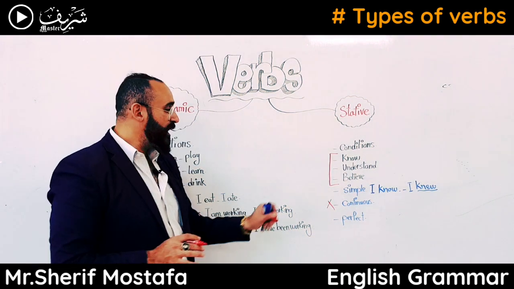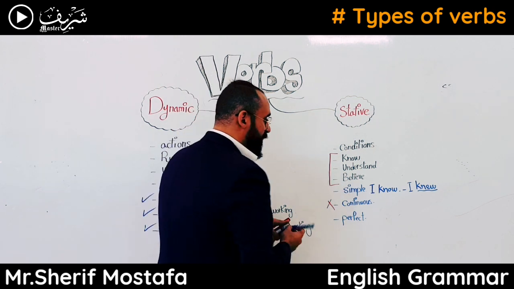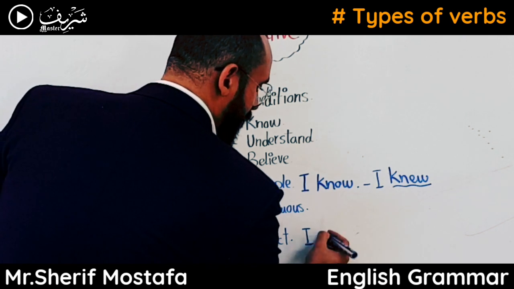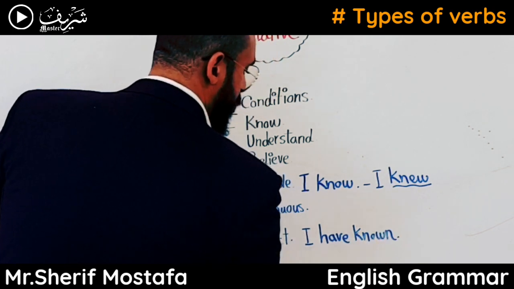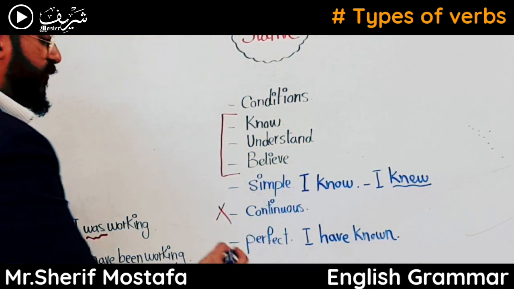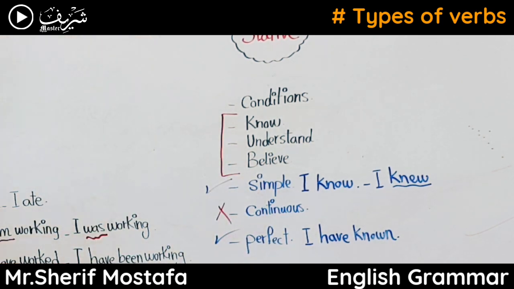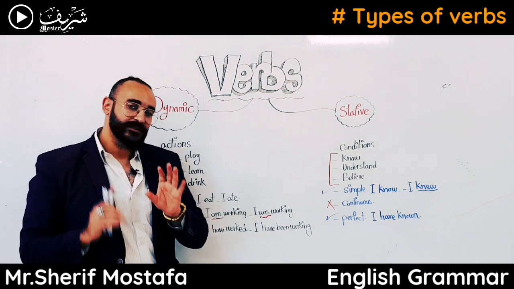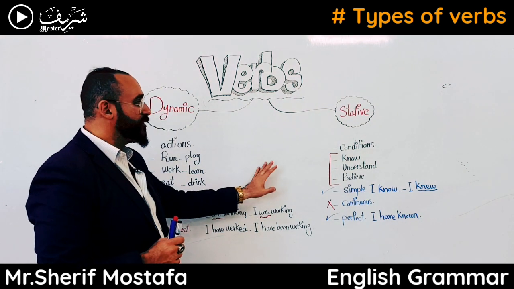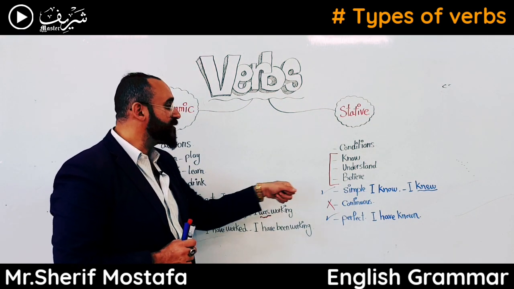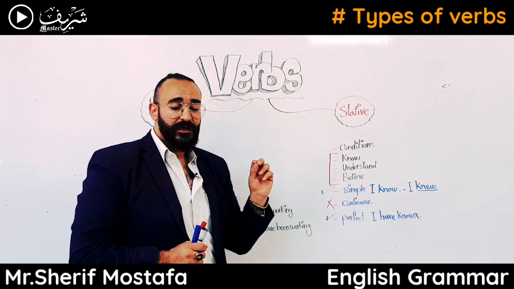This is incorrect. However, we can use it in the perfect form. Yeah, sure. We can say I have known. And this is right. So can I use it in the simple form? Yeah, sure. Can I use it in the perfect form? Definitely yes. It's more confusing to a lot of learners and students because when you are using one of those stative verbs, you cannot use it with the be verb, and this is the main difference.